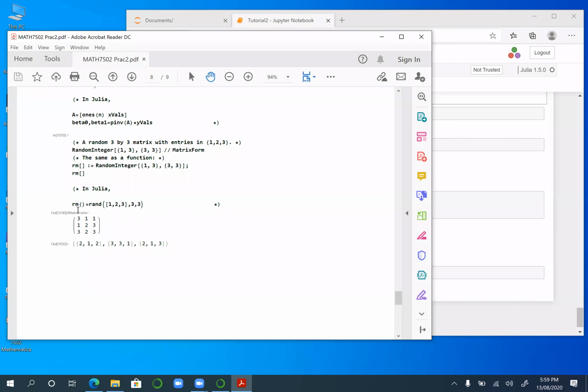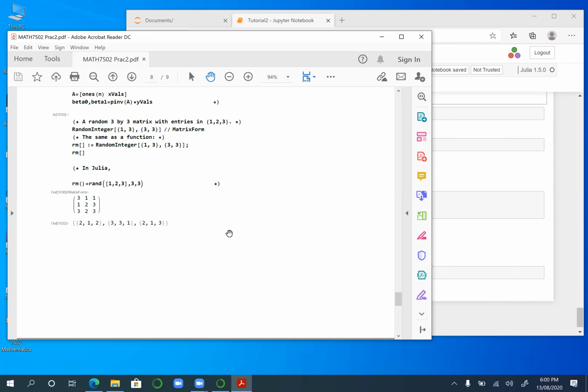So we just build a function, rm round bracket with nothing in it, equals rand. Now that's a built-in function. And then the first input is 1, 2, 3. So this is a vector. So this is where we're drawing from. And then it's saying 3 by 3. So you can see that's the syntax to do that.